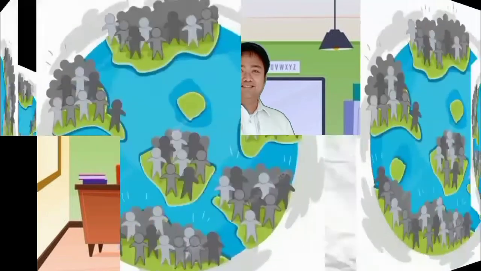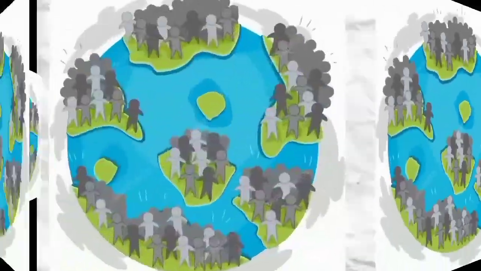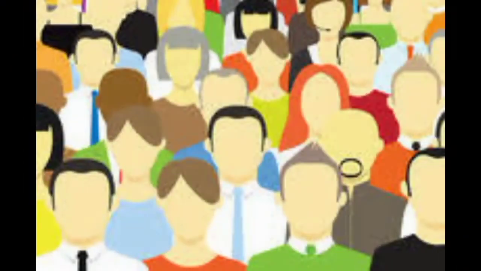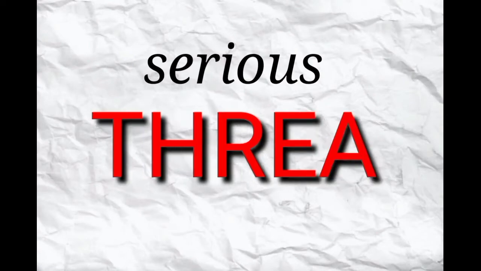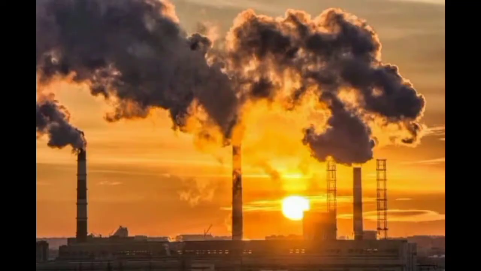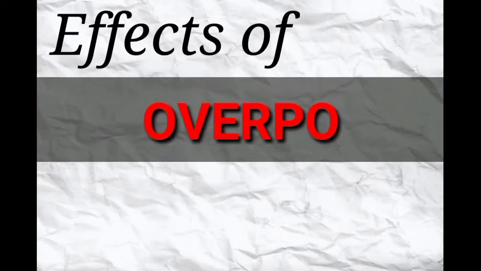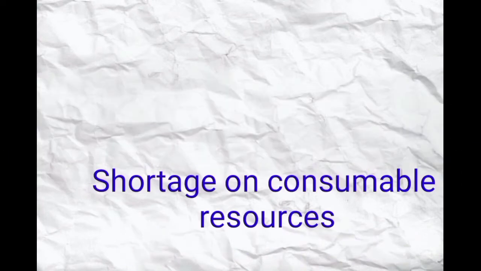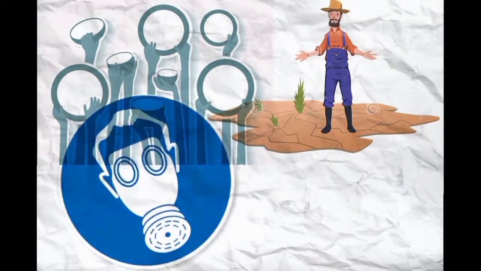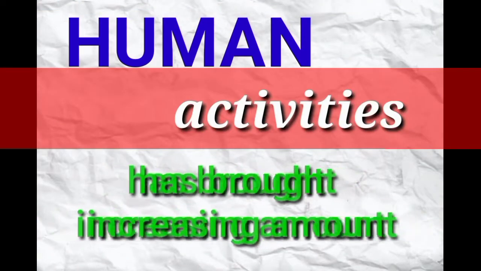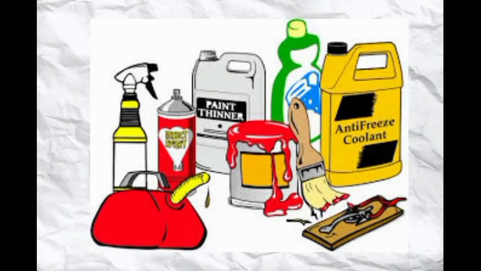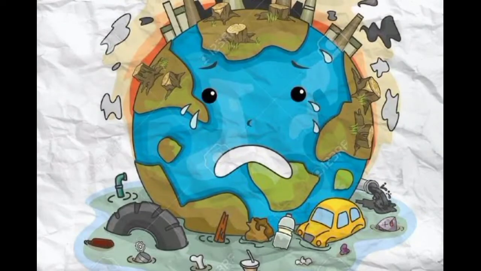Now, let's continue watching. The effect of overpopulation does not only end on having small or crowded space to live in. It can also pose a more serious threat in our environment and in our health. One of the serious effects of overpopulation is the shortage on the consumable resources such as food, land, air, and water. In addition, human activities has brought increasing amount of waste products that contributes to environmental degradation.